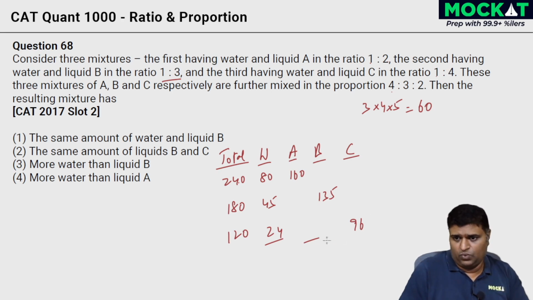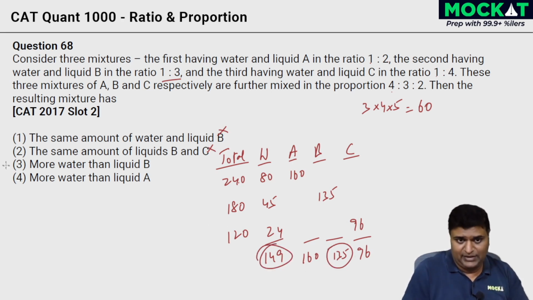That's it. What are the totals we get over here? For water is going to be 104 plus 45, which comes to 149. This is 160, 135, and 96. The first two options, are the same amount of water and liquid B do we have? No. Next, the same amounts of liquids B and C. All four are different. Can't be the answers. More water than liquid B. Is there more water than liquid B? Yes, correct. Is there more water than liquid A? No, there's not, right? So option 3 therefore is the answer.